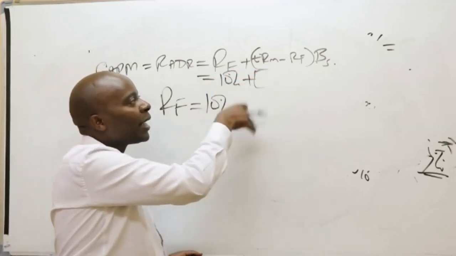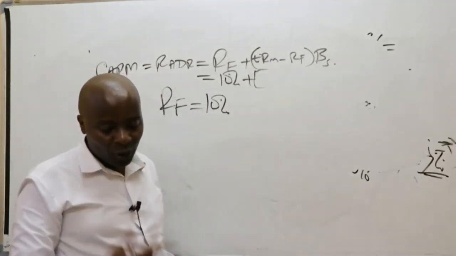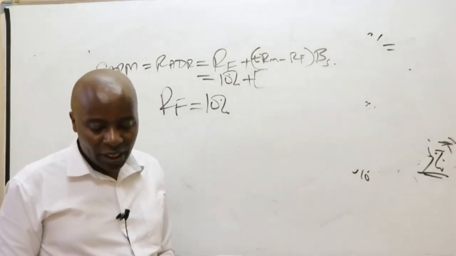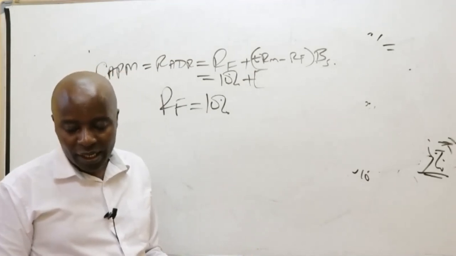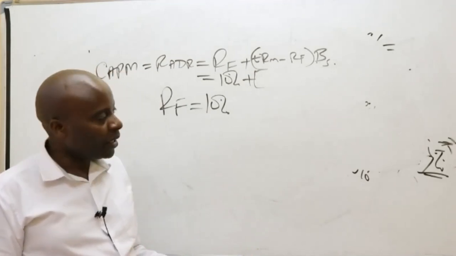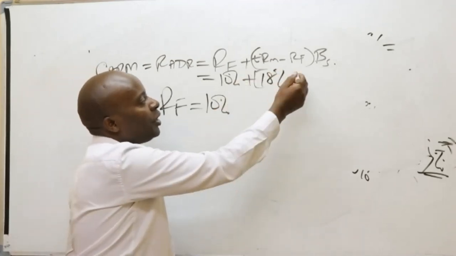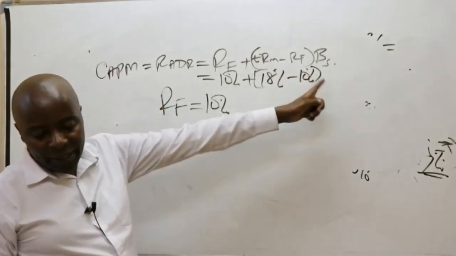How about this market portfolio return? Market portfolio return, this examiner has not hidden anything from us. It's given us in note number 7. The return from a well-diversified market portfolio is what here? Is 18%. Note number 7. So 18%. So 18% minus risk-free, which is what here? 10%. Multiplied by beta.